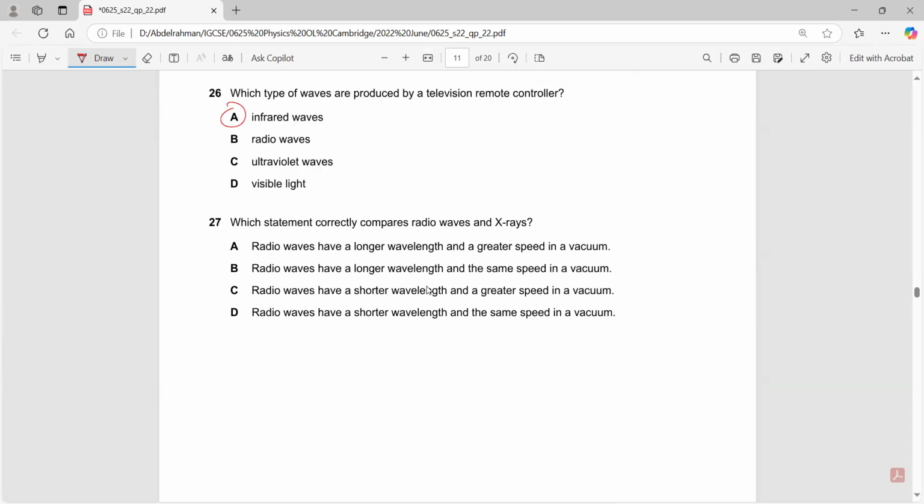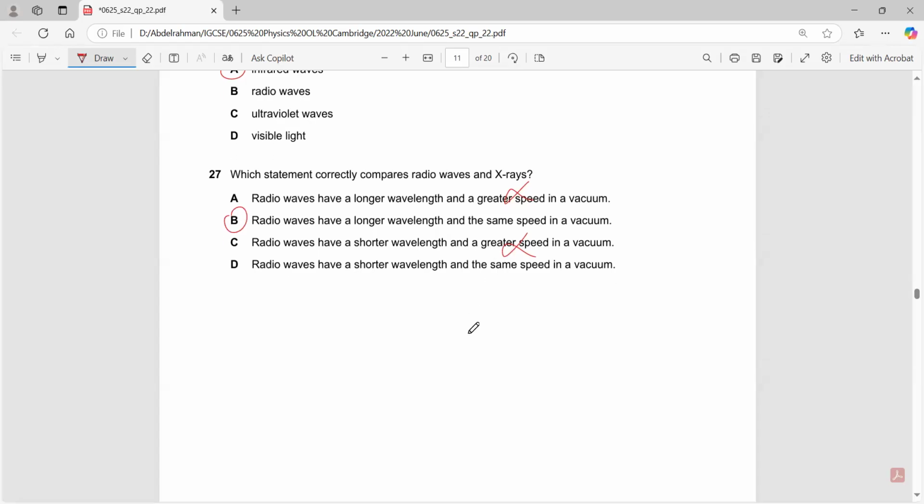Question 27. Which statement correctly compares radio waves and X-rays? Can I cancel out the wrong answers? Yes, they have the same speed, so A and C are wrong. Do radio waves have a longer wavelength or a shorter wavelength? Definitely they have a longer wavelength.